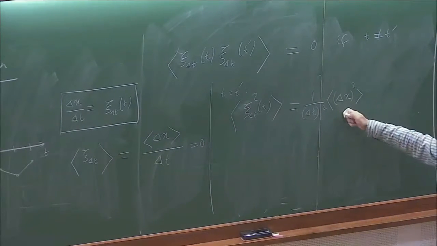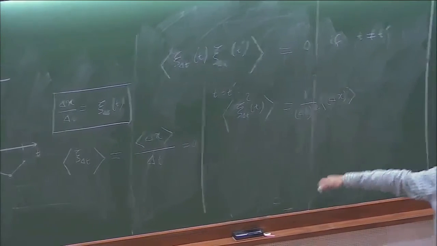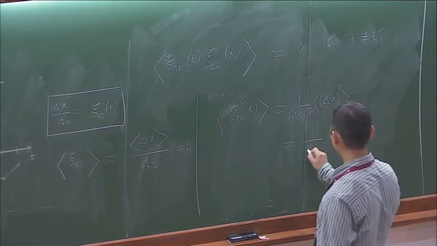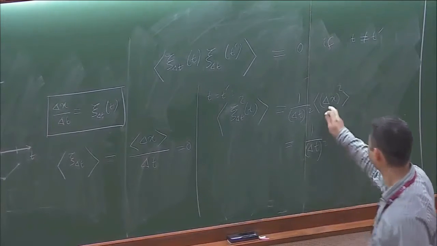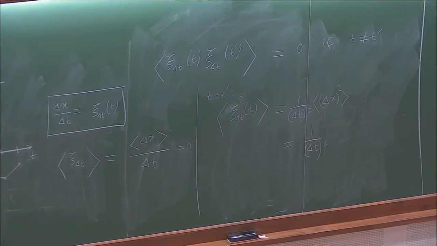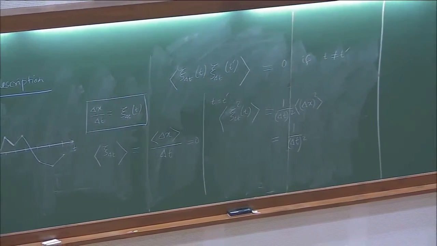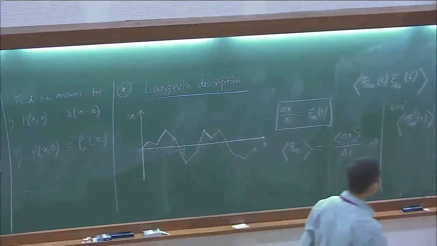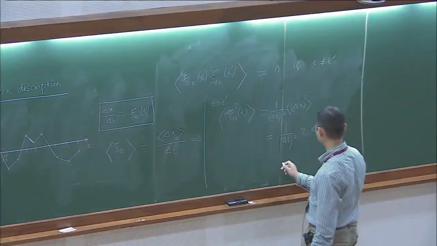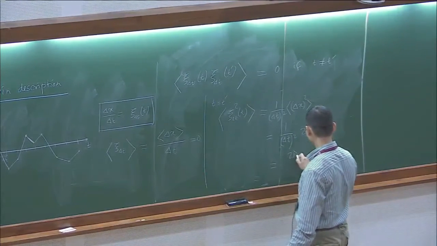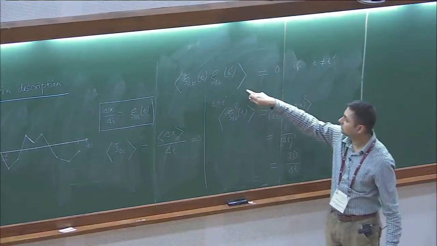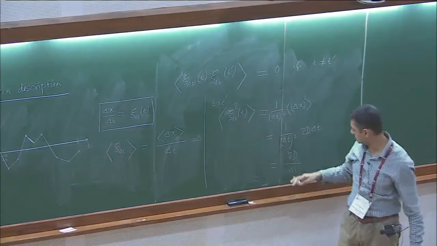But I know what is delta x square. So what is that one? I have written down somewhere there. What is delta x square? So this is delta t whole square. And delta x square is 2 times delta t. So this one is 2d delta t, so 2d divided by delta t. So the mean is 0. The 2-time correlation, if these 2 times are different, that's 0. But if it is at the same time, it's 2d divided by delta t.